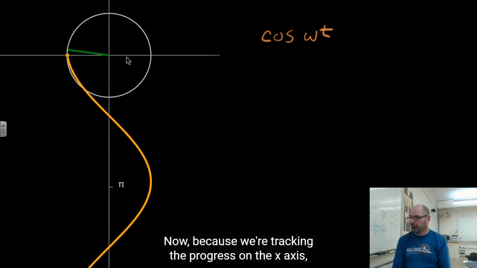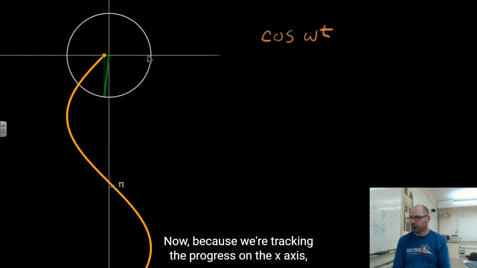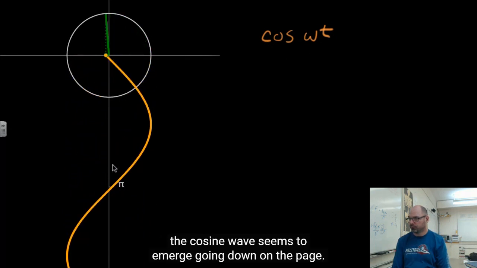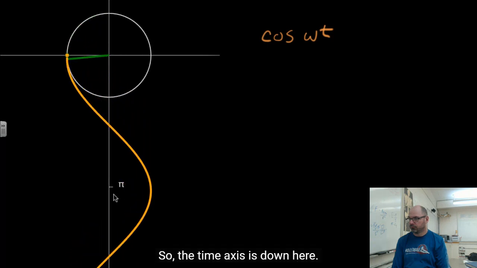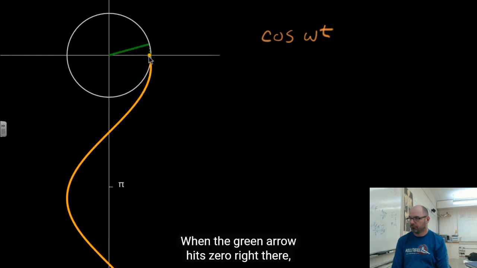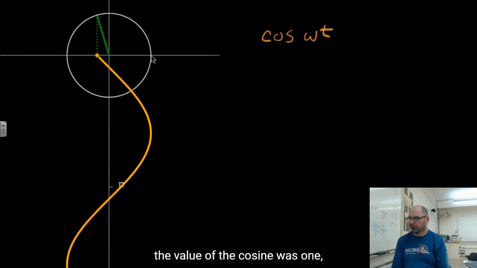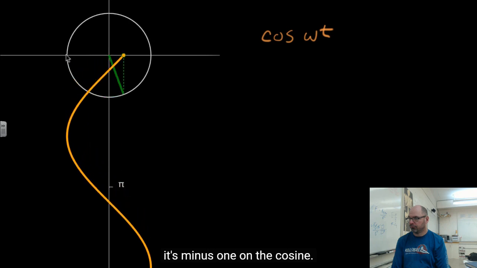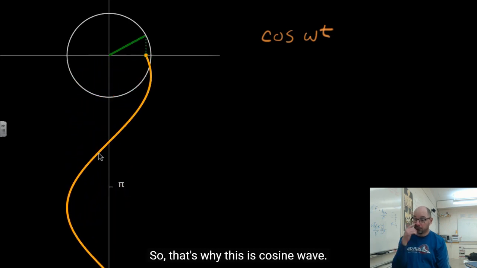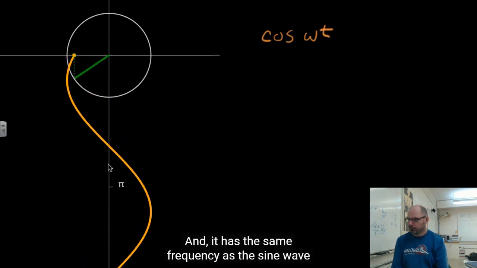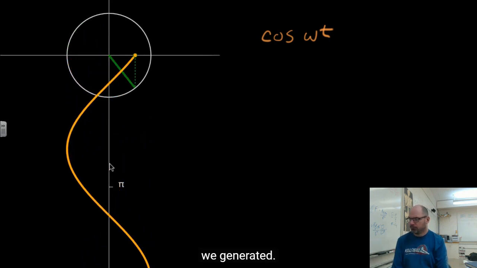Now, because we're tracking the progress on the x-axis, the cosine wave seems to emerge going down on the page. So the time axis is down here. When the green arrow is at 0 right there, the value of the cosine is 1. And when it's at 180 degrees, it's minus 1 on the cosine. So that's why this is a cosine wave. And it has the same frequency as the sine wave we generated.